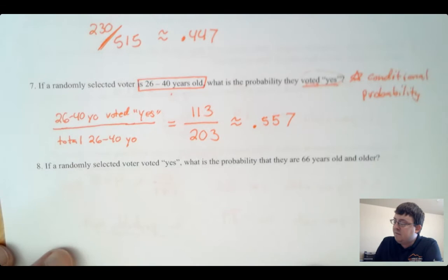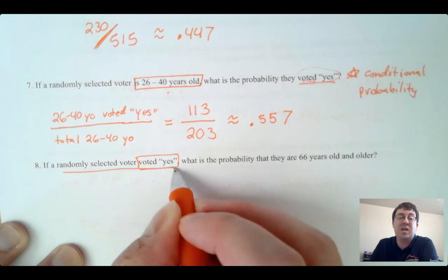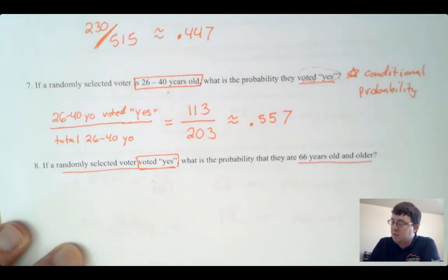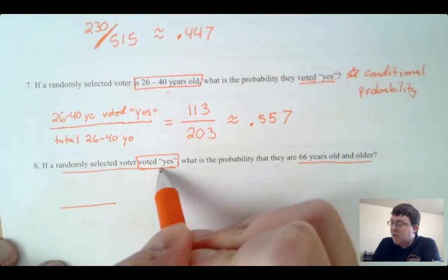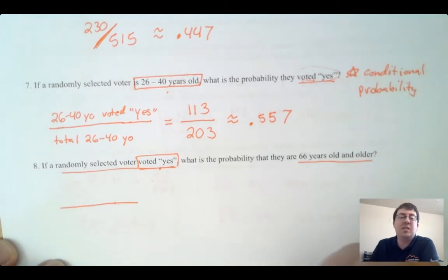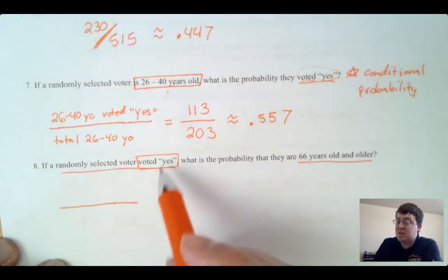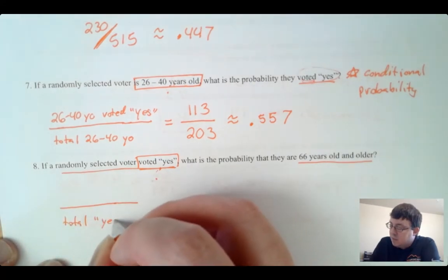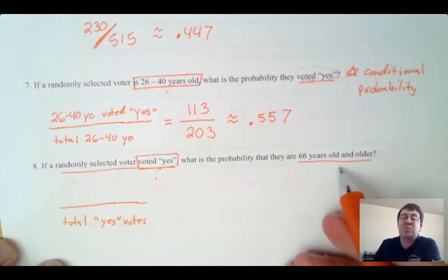If a randomly selected voter voted yes, I know something specific about this person. I know they voted yes. What's the probability that they're 66 years old and older? So again, this first piece, the part that I'm boxing, this first condition tells me what my denominator is. If it just says randomly selected voter, it's out of everybody, the 515. But if I know something about these voters, that changes my denominator. So my denominator should be the total yes votes, because I want to just know out of those people that voted yes, how many were of this age group.